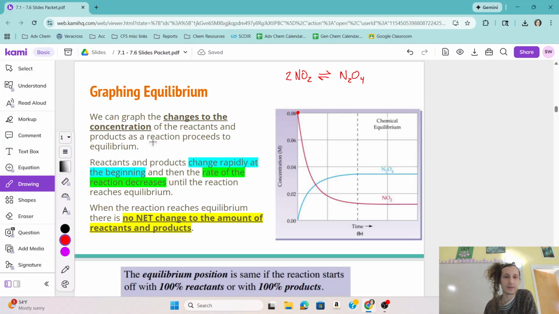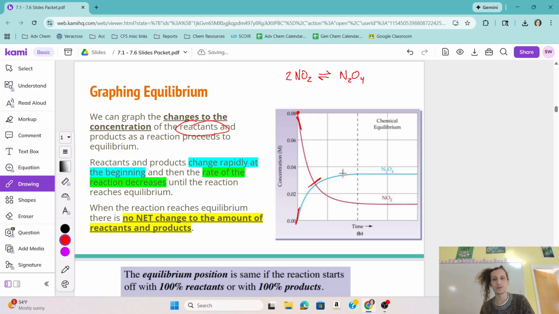Initially, if I only have this reactant, I start with 0.08 molar of NO2, and I start with 0 N2O4 in this container, this closed system. Initially, this is going to start converting into the product. It's going to start reacting into N2O4. So we see the NO2 going down, and we see the N2O4 starting to go up. Right? These rates right here are really steep. We can see the slope of this curve is very steep, indicating that the rate is quite high for the forward reaction. But eventually this rate starts tapering off, right?